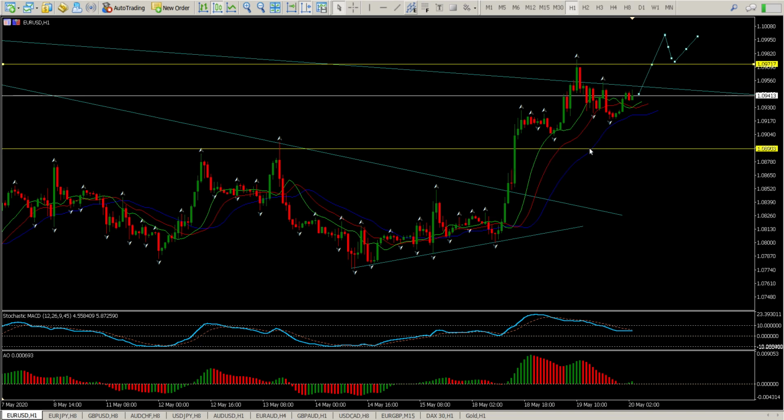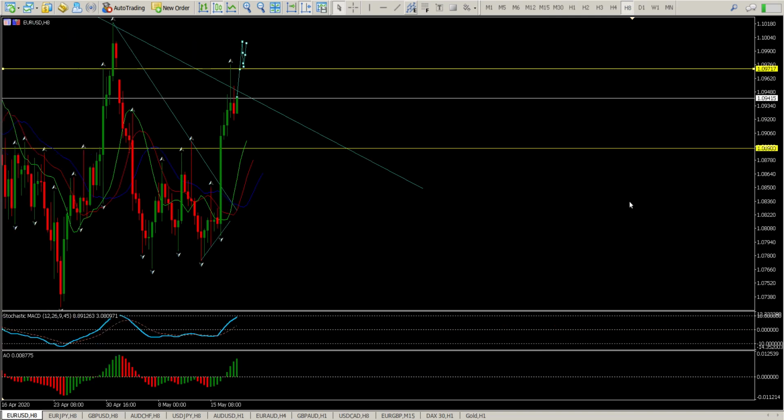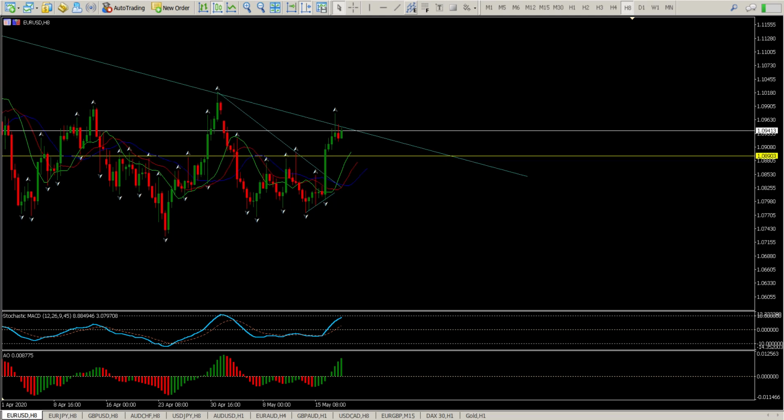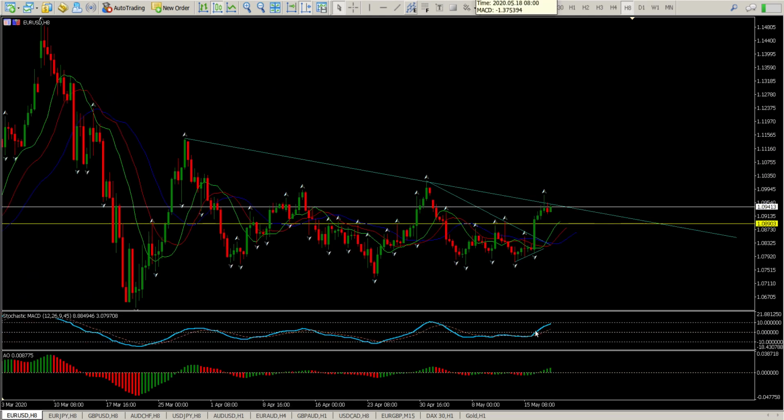Other area for the long is going to be back on either this area here of 1.089, okay, or alternatively a bit deeper on this diagonal trend line all the way down here, 1.08378. Ultimately, trend has changed as far as I'm concerned. I'm looking for the opportunity now to get in with a move to the upside.